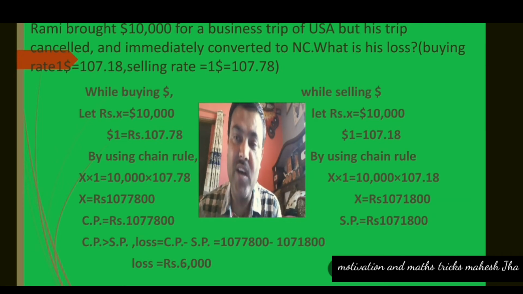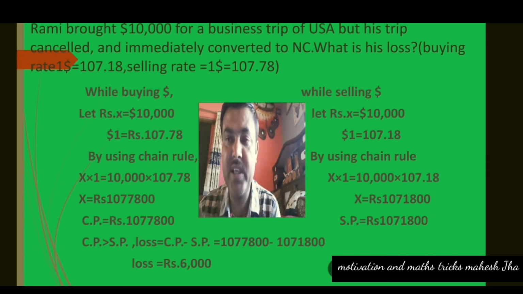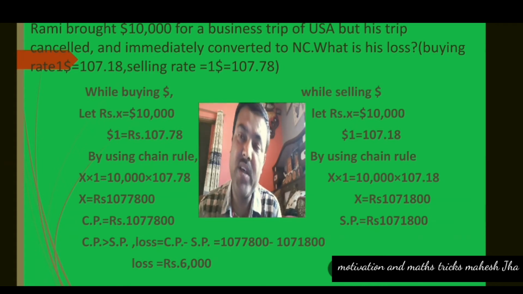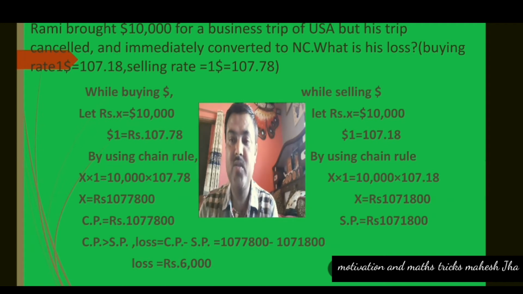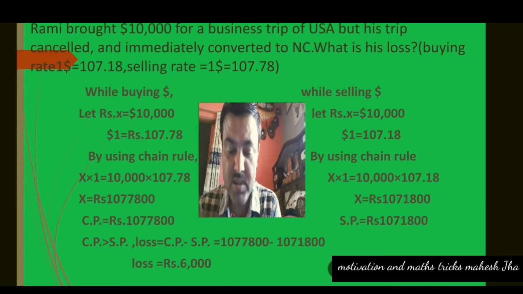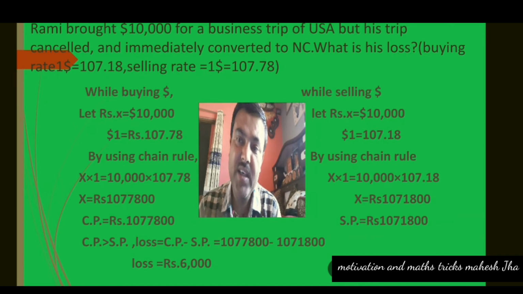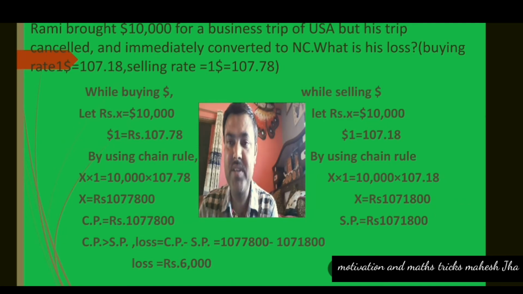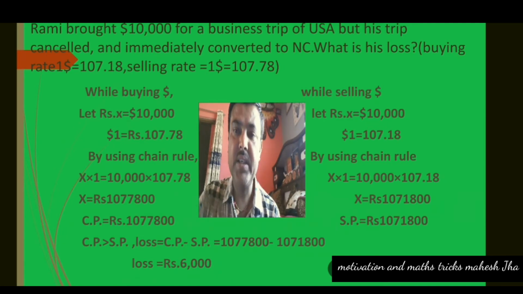Now while selling dollars, let rupees x equal $10,000 and $1 equals 107 rupees 18 paisa. Using chain rule, x into 1 equals 10,000 into 107.18. That gives x equals 10 lakh 71,800. That becomes SP. In this transaction, we can see CP is greater than SP, so there is loss. The loss equals 10 lakh 77,800 minus 10 lakh 71,800. It gives 6,000.